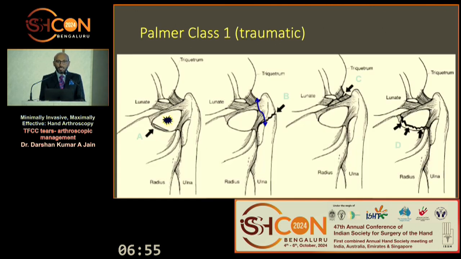So I typically use a standard classification. This is the Palmer classification which I tend to prefer. That's the central and the ulnar side, the distal means radial and the ulnar and the distal ones.